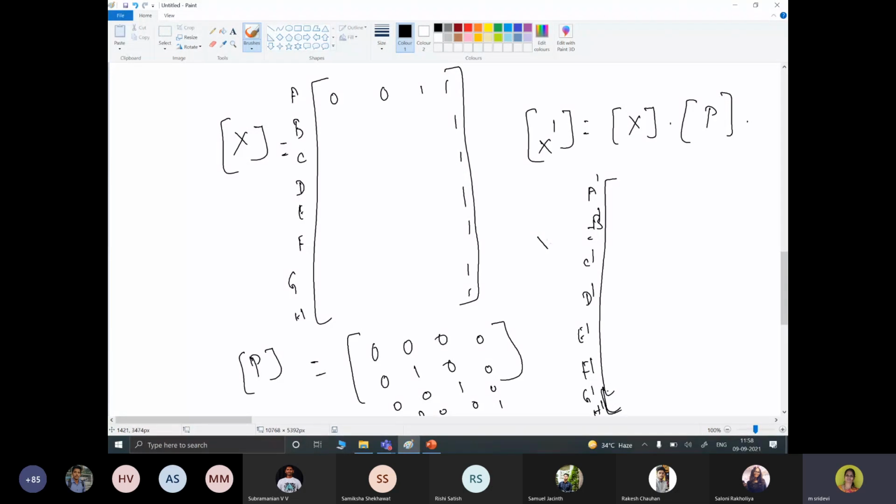What is the A dash value? I'll write down the A, B, C values so that it is easy for you to multiply. It's clear, no? Whatever I'm writing, you can understand, no? Yes.